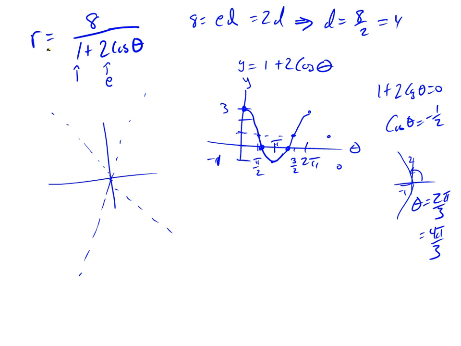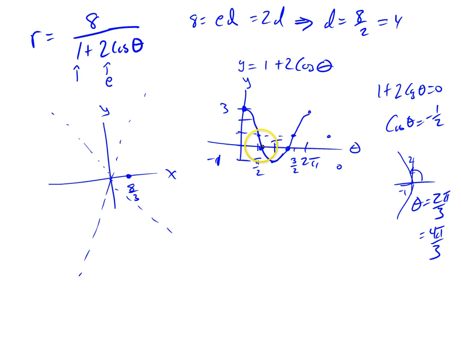Okay, so now I'm just going to plot some points here. This is my x-axis and my y-axis. I noticed that at 0, that's when the denominator is as big as possible. It's a 3, so I've got 8 divided by 3 in that direction. So 8 divided by 3 is 2 2/3 or something like that. That's the point right there.